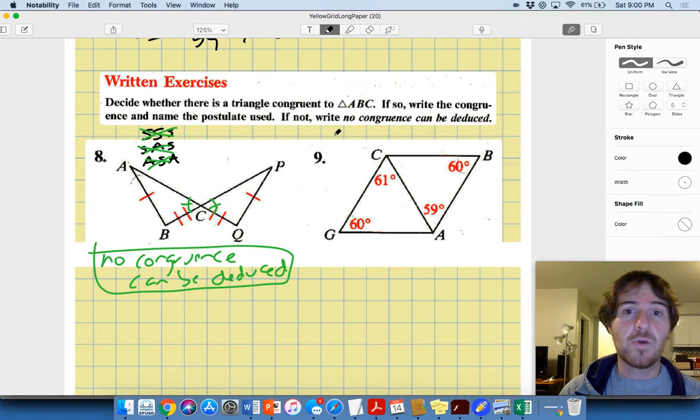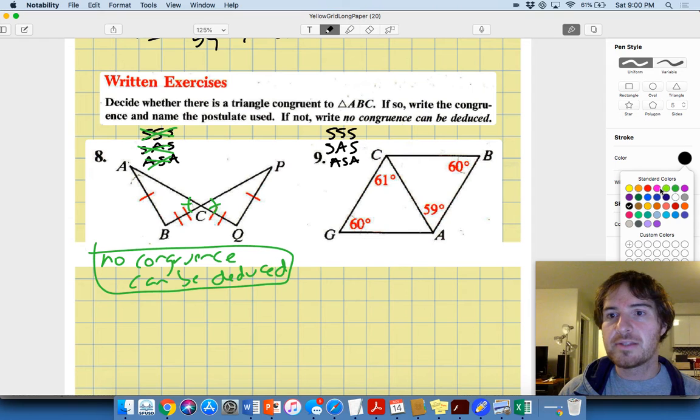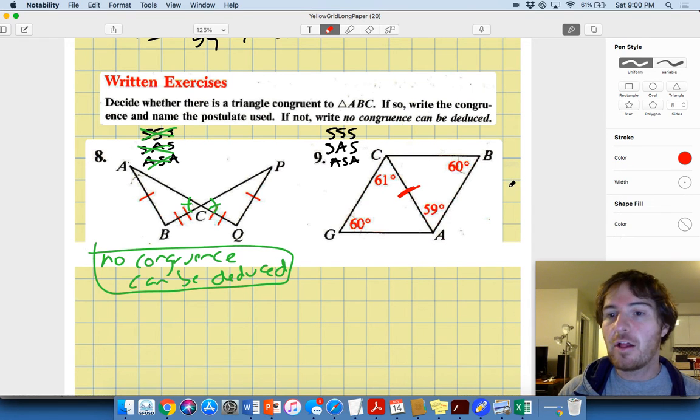I'd recommend doing it this way for all the problems here as you get new to this: SSS, SAS, and ASA. Let's try to figure this one out here. We don't really know anything about the sides. We have one side that's congruent to itself. Here, this is a shared side. So check it out here.